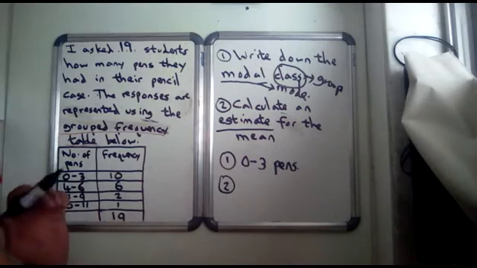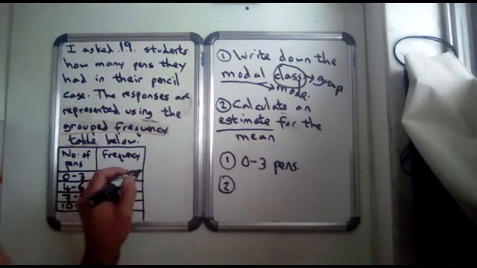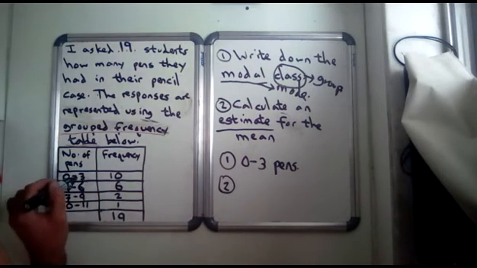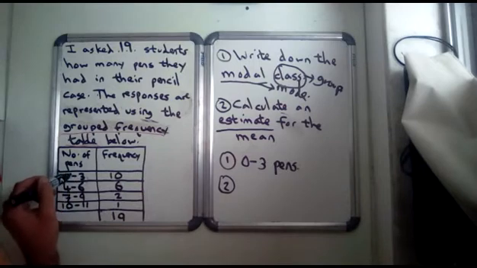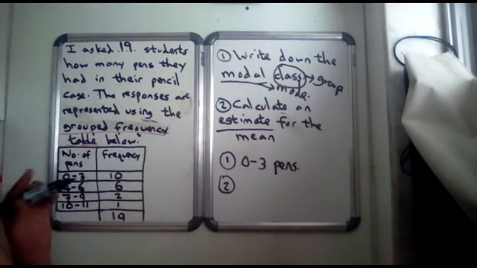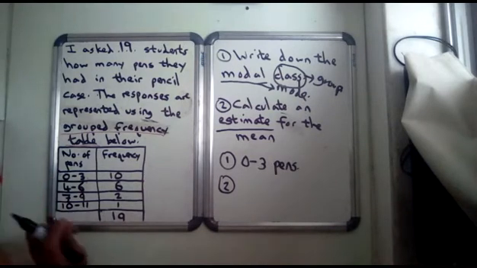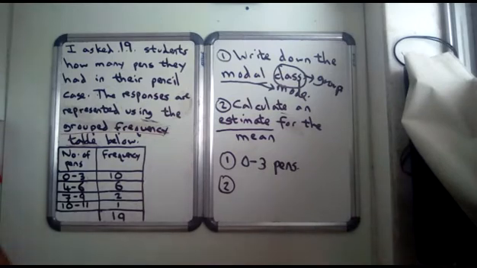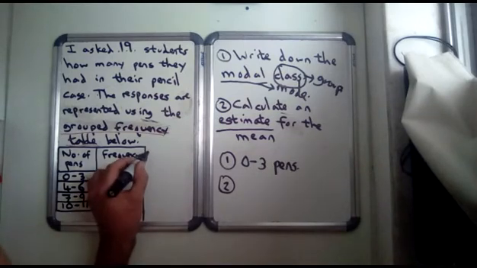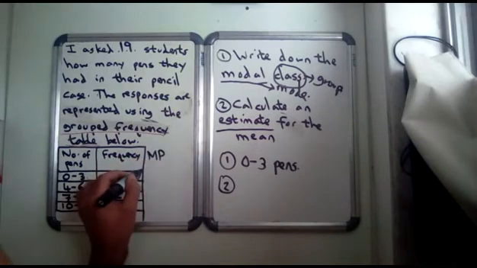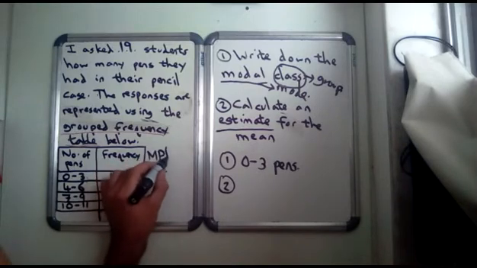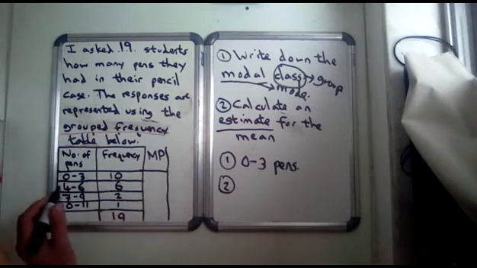So all you can really do is your best guess, and what you do is assume that they all had the halfway value. So the halfway value of any two numbers, you add them up and divide by 2. So 0 to 3, 0 plus 3 is 3. 3 divided by 2 is 1.5. So we're going to call this the midpoint, and we're going to assume that everybody in this group had 1.5 pens.